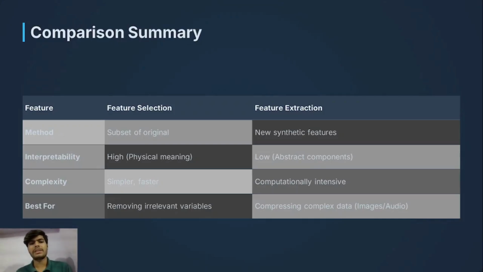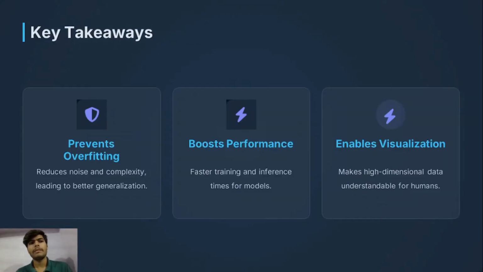The best use for feature selection is removing irrelevant variables, and the best use for feature extraction is compressing complex data, images, and audio. The key takeaway: prevents overfitting, reduces noise and complexity, leading to better generalization. Boosts performance, faster training and inference times for models. Enables visualization, making higher dimensional data understandable for humans by reducing from 3D to 2D.